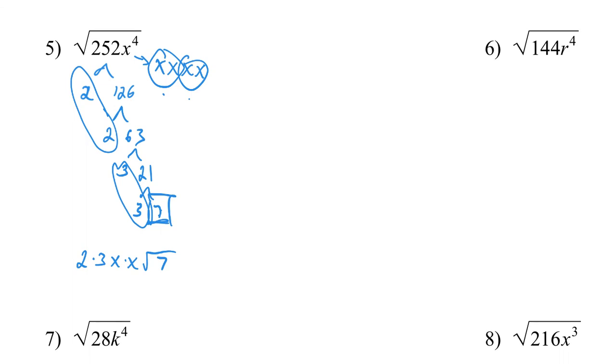So that's the only thing that goes in. And then everything outside gets multiplied with outside. Inside would get multiplied with inside, but there's only 7 inside, so nothing to multiply. So we have 2 times 3 is 6. X times x will be x squared, square root 7.